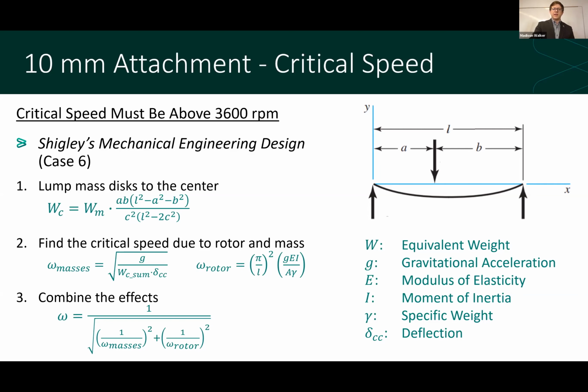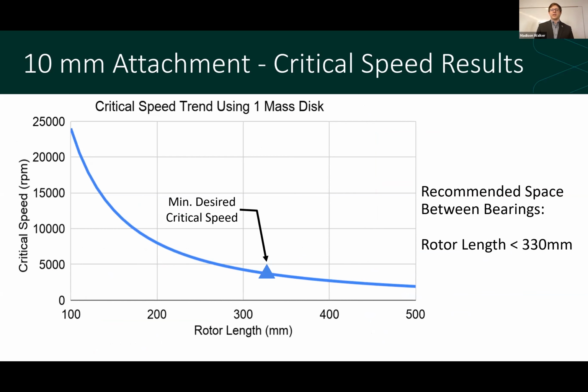We then took this data and plotted it against different lengths of our rotor, and as you can see here, we can still keep a rotor length of about 330 millimeters and still stay above our 3,600 RPM.